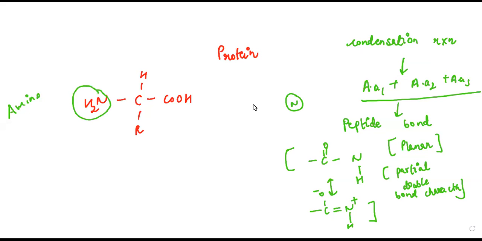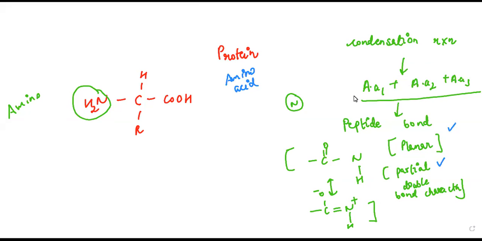I said proteins are polymers of amino acids. The basic monomer or the repeating unit here is the amino acid. And by the condensation reaction, two amino acids combine to form a peptide bond. And this peptide bond, that is CONH, is planar in nature. It shows partial double bond character. And these are two resonating structures. The double bond here comes to this C and N bond, which shows partial double bond characteristics.